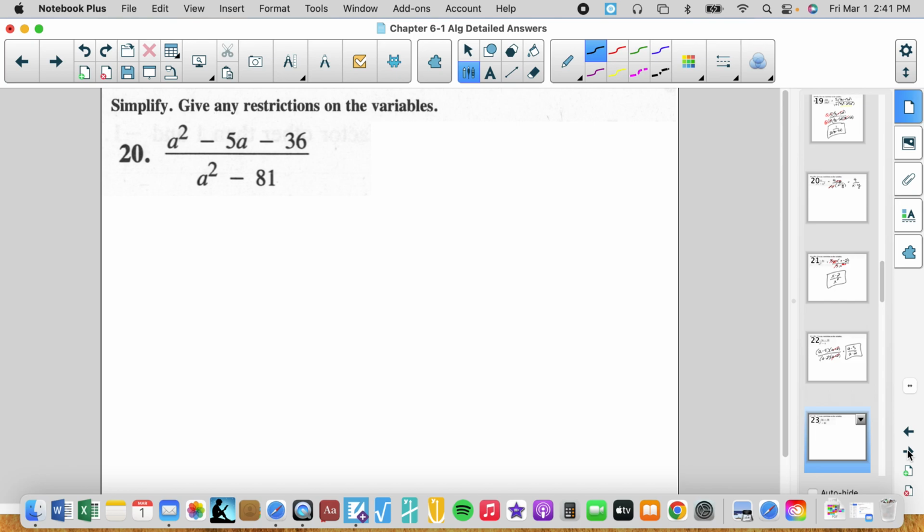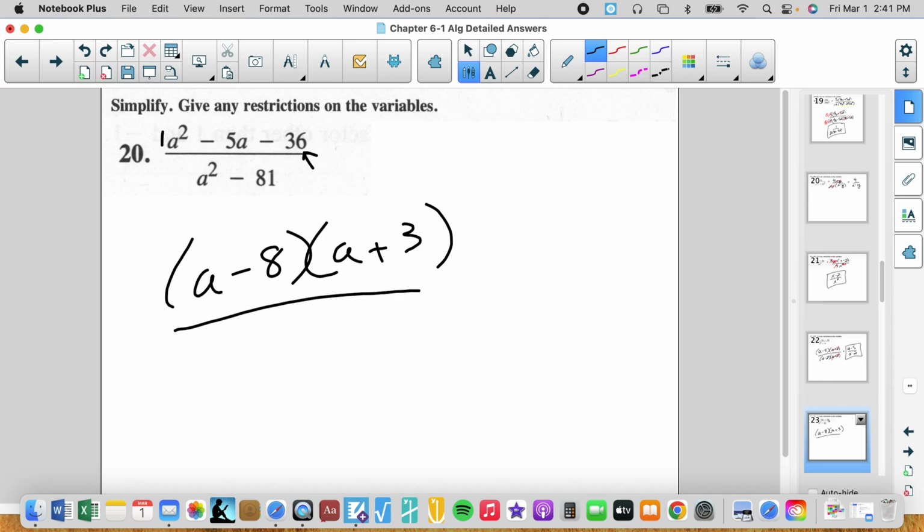Now, this is interesting. Some people might check to see if it's a binomial square, but this sign must be positive for a binomial square. So since the coefficient is 1, we can still do factors of 36 when subtracted equal 5. So A, factors of 36, let's do 8 and 3. We need more negatives than positives. 8 times 3 is not 36 though, sorry about that. Let's do 9 and 4.